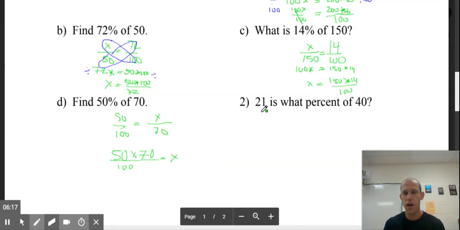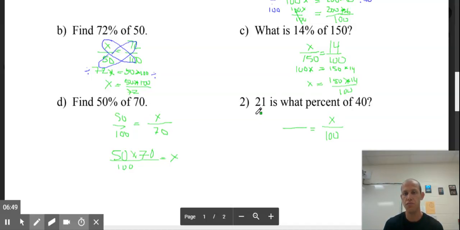Over here, 21 is what percent of 40? Ooh, neither of these are the percent. So that means the percent part is my mystery. The thing out of 100 is the mystery. Now, which one of these is the whole? But be careful. The bigger one is not always the whole. Not always. It might be, but not always. So we have to read the problem to make sure that this is the whole or not.